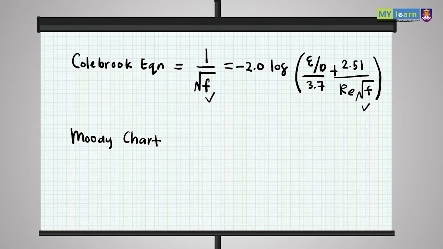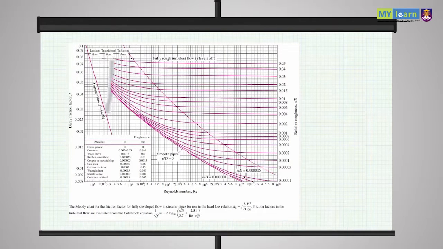Okay, so in order for us to see that, we have to check on the Moody Chart. Now, this is an example of a Moody Chart, and the Moody Chart consists of three different elements. The first one is called the Darcy friction factor. This is the one we are searching for at the end. The second one is the Reynolds number on the bottom axis, RE. And the third one is the roughness, epsilon over D, which is called the relative roughness.